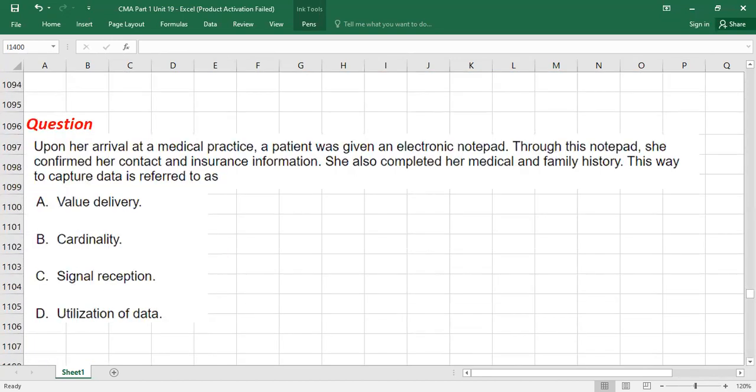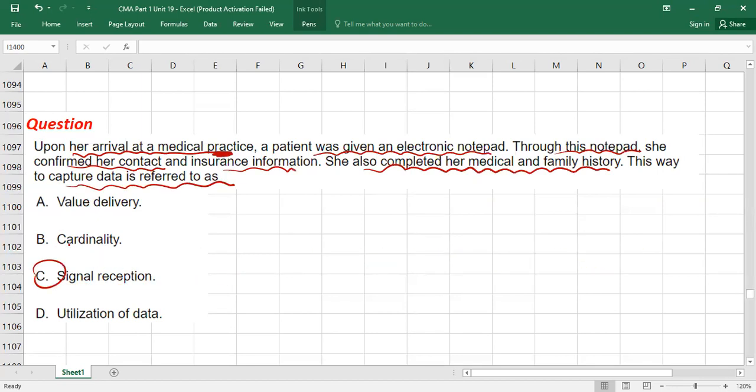Okay, guys, now we have another question. For example, upon her arrival at a medical practice, a patient was given an electronic notepad. Through this notepad, she confirmed her contact and insurance information. She also completed her medical and family history. This way of capturing data is referred to as what? It is signal reception, because data is created within the organization by her giving her name and insurance company, so they are getting all the information. This is called signal reception. It's not utilization of data, because in utilization, the data is created outside the organization, but here it is within the organization. Understood, guys?